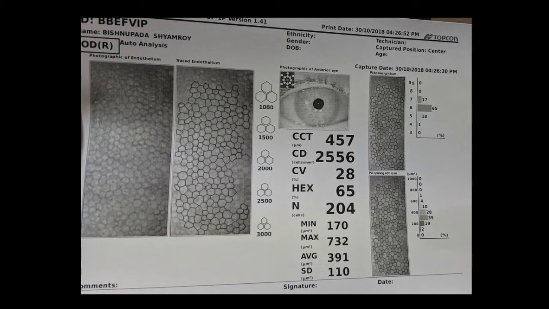Now let's look at some examples. Now this is a specular microscopy report of a patient with dense cataract. Parameters like cell density, CV, and hexagonality are all normal. So this patient has good endothelial parameters to go ahead with the surgery without the need to take extra precaution.